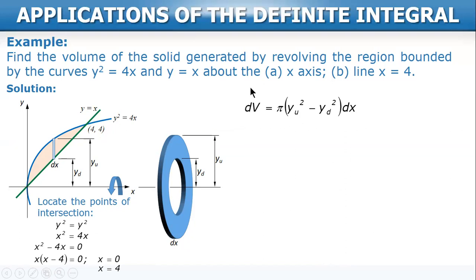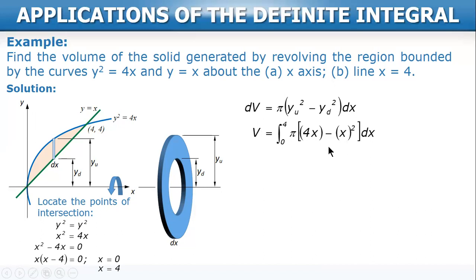So let's go back to this. We integrate, our limits from 0 to 4. Take note that y up squared: our y up is blue, the parabola. Squared, so it's just 4x, right? No need to square, since it's already squared. But for y down, our y down is the green line. Our y is x and then squared. For this one, no need to square 4x because it's y squared. It's already y squared, so just 4x.